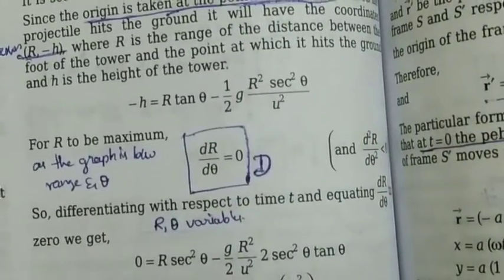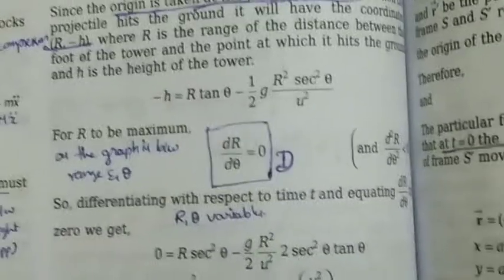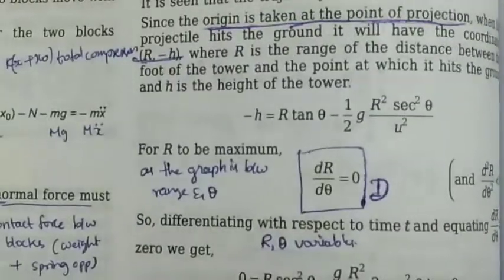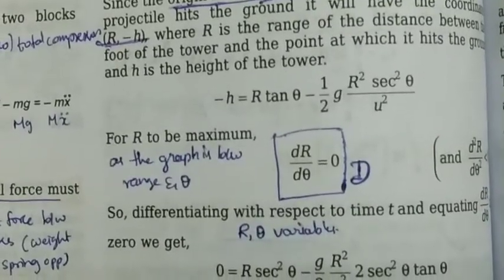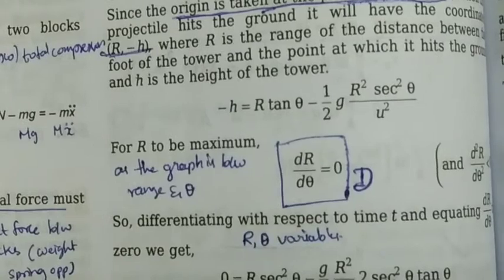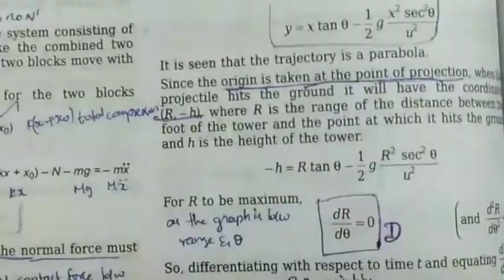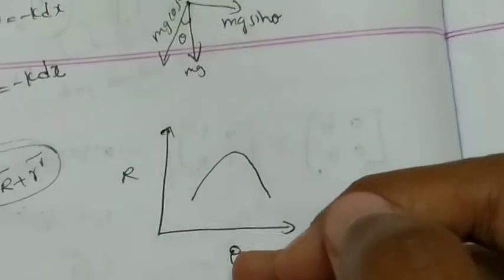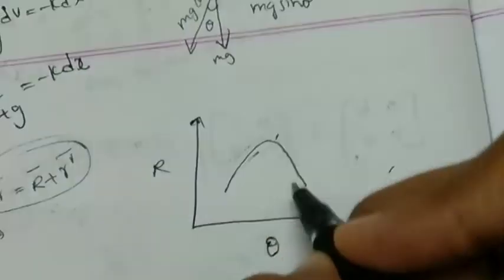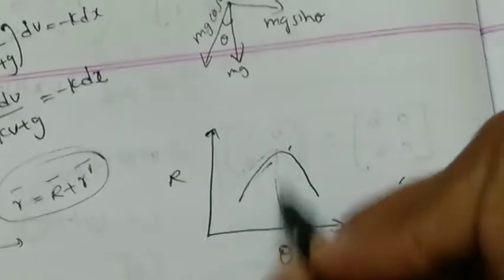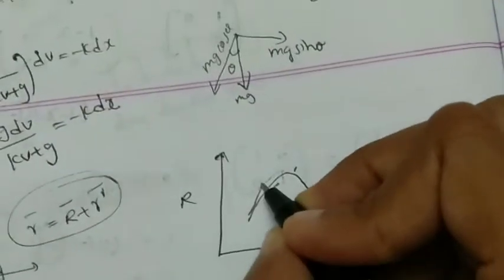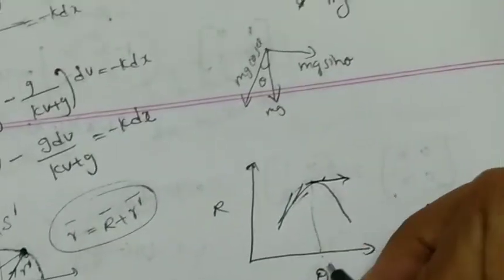Now for r to be maximum, r is maximum when dr by d theta is equal to 0. That means you would have a curve. So r maximum for a theta angle: if we plot a curve between r and theta, we would have something like this form. At a particular theta, r would be maximum. So this is the thing we need to find out. If we draw a tangent at this point, what happens? It is parallel to the x-axis.